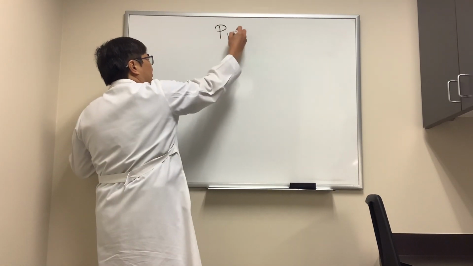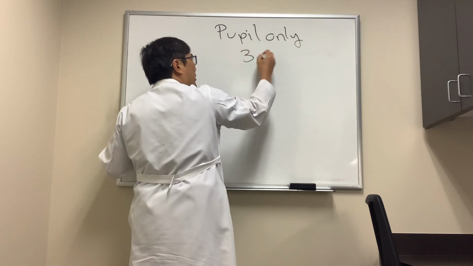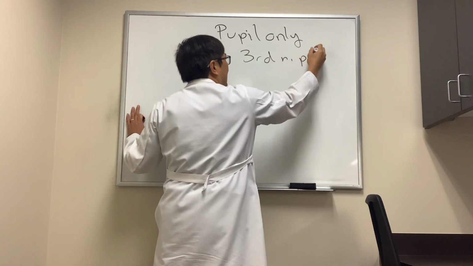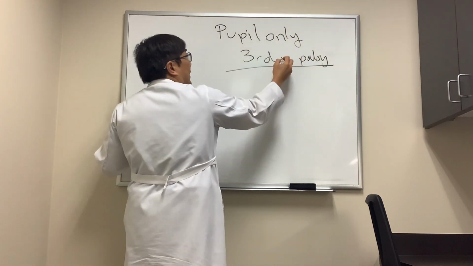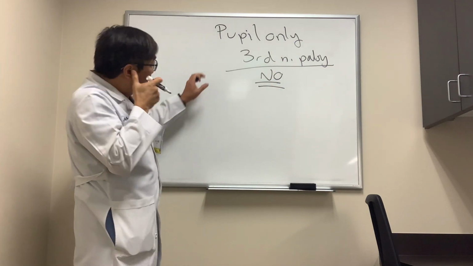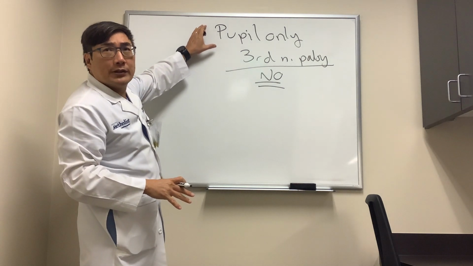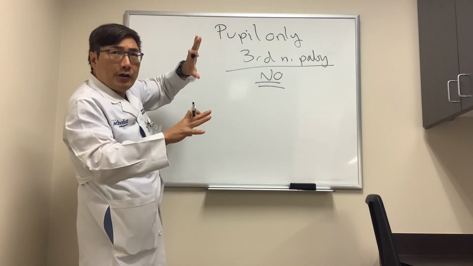So somebody wanted to know if you can just have pupil only in third nerve palsy. And the short answer is no. And the reason is the third nerve pupil pathway, it would be extremely difficult to just get the pupil only from a third nerve palsy.